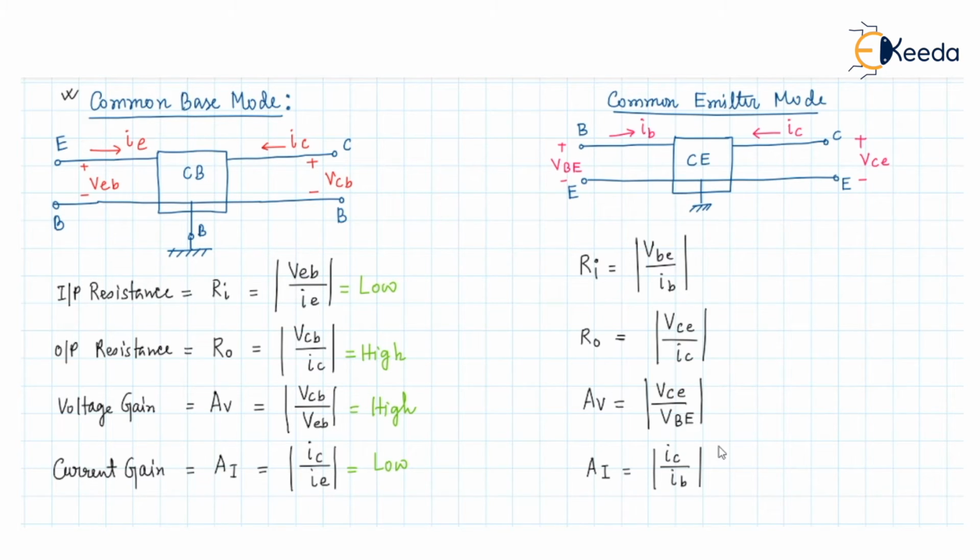Similarly, for the common emitter mode of connection, the input resistance will be of moderate value, not so high, not so low. Similarly, the output resistance is moderate, and the voltage gain is also moderate, and the current gain will also be a moderate value. In this way, we can find the parameters of the common base and the common emitter.